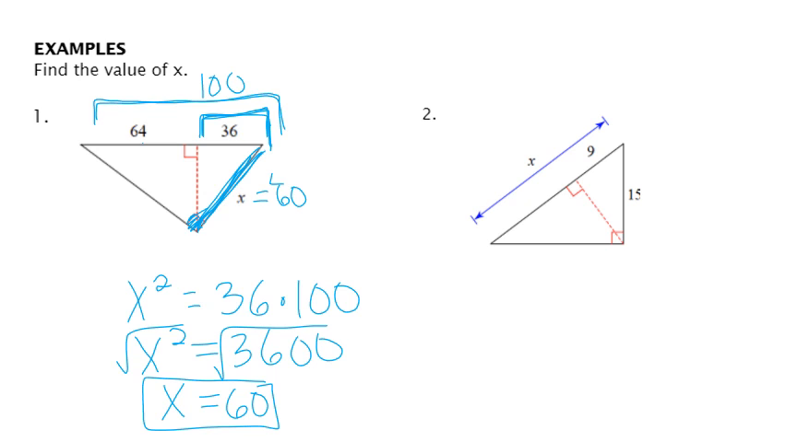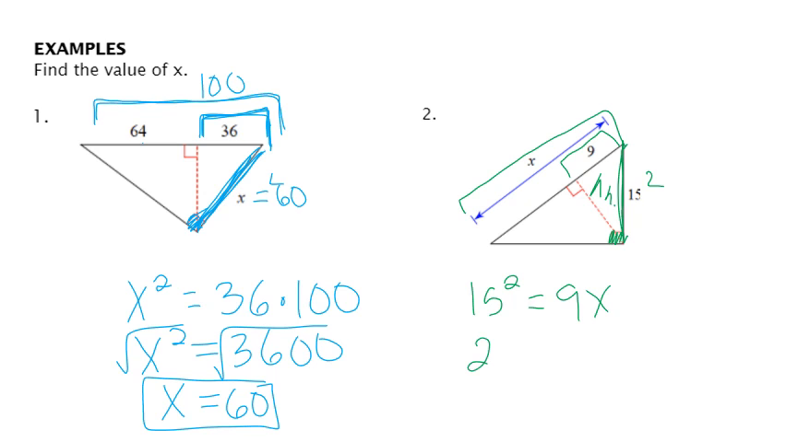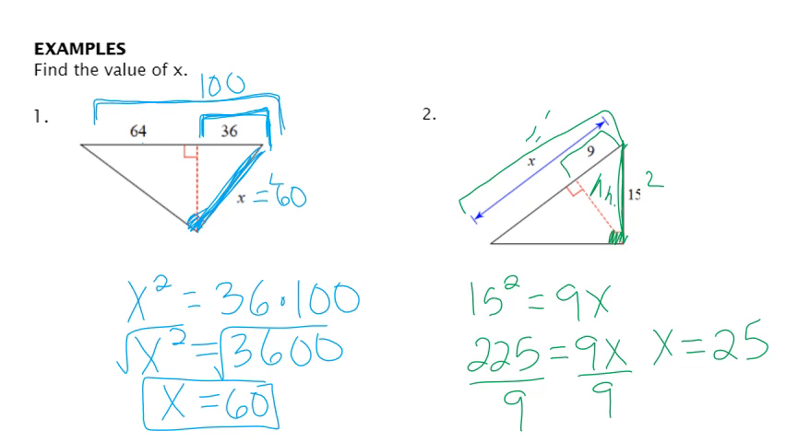And then finally for the last one, same thing. I'm going to locate the right angle for the big triangle. Anything that comes from that is going to get squared. So 15 is going to get squared. And then I'm going to set that equal to the smaller piece that goes with this triangle here. So 9 times the entire length, which is x. So we get 225 equals 9x. And then x is equal to 25. And so our final answer, the hypotenuse, which is what we were solving for, is 25.